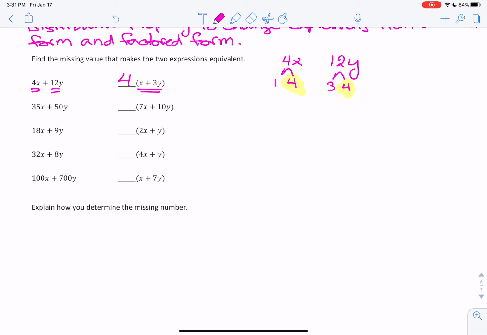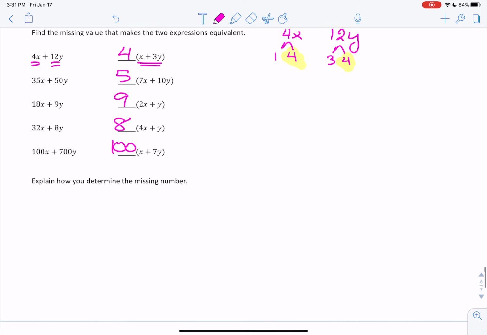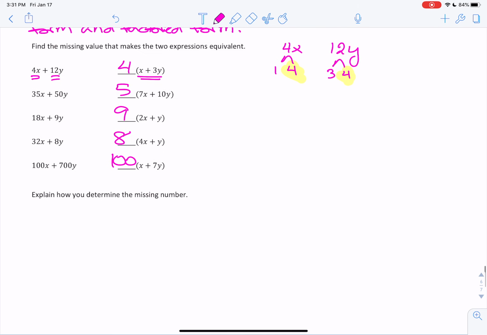Okay, welcome back. So you should have gotten 5, 9, 8, and 100. All right, explain how you determine the missing number. Well, that's up to you to figure out or to explain how you figured it out. Did you look at the greatest common factors for each of the numbers in the standard form? Did you work your way backwards and go, okay, what number times the leftovers gives you the standard form? However you did it, go ahead and explain in the space below.